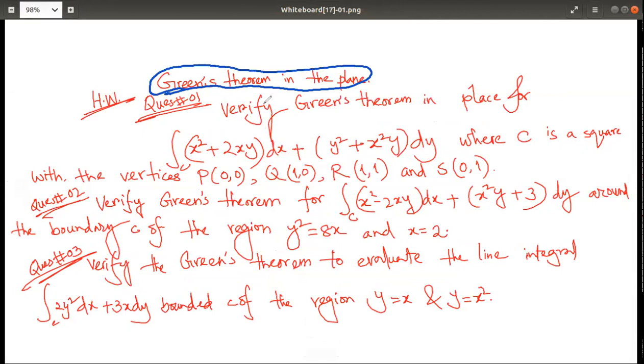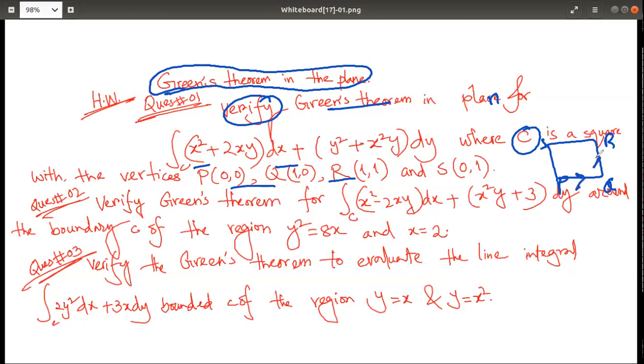The first problem is to verify Green's theorem in a plane for this line integration, where C is a square. At first, the line integration over PQRS: you need to find PQ, QR, then RS, so there are 4 line integrations, and the surface integration with limits 0 to 1, 0 to 1. So we can write the surface integration, and this is to be verified.